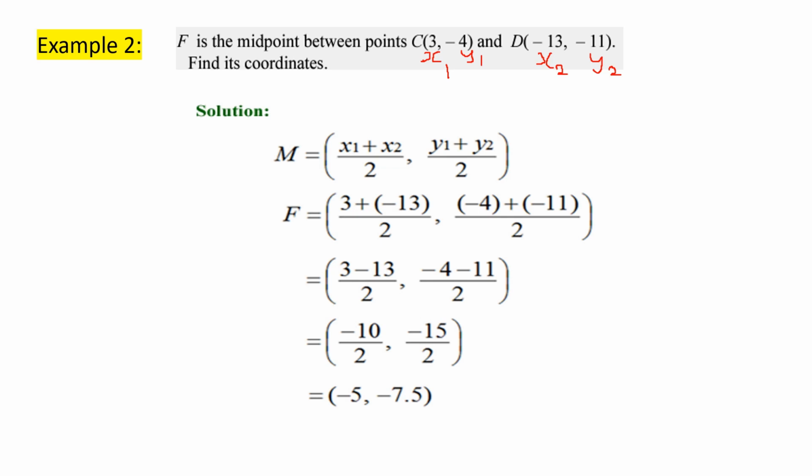So the plus and minus will become negative in the middle of the first coordinate. So 3 minus 13 will be negative 10, divided by 2 is negative 5. And in a similar way for the y coordinate, negative 4 plus negative 11 is negative 15, divided by 2, and that is minus 7.5. By the way, students, you can calculate the values by calculator.